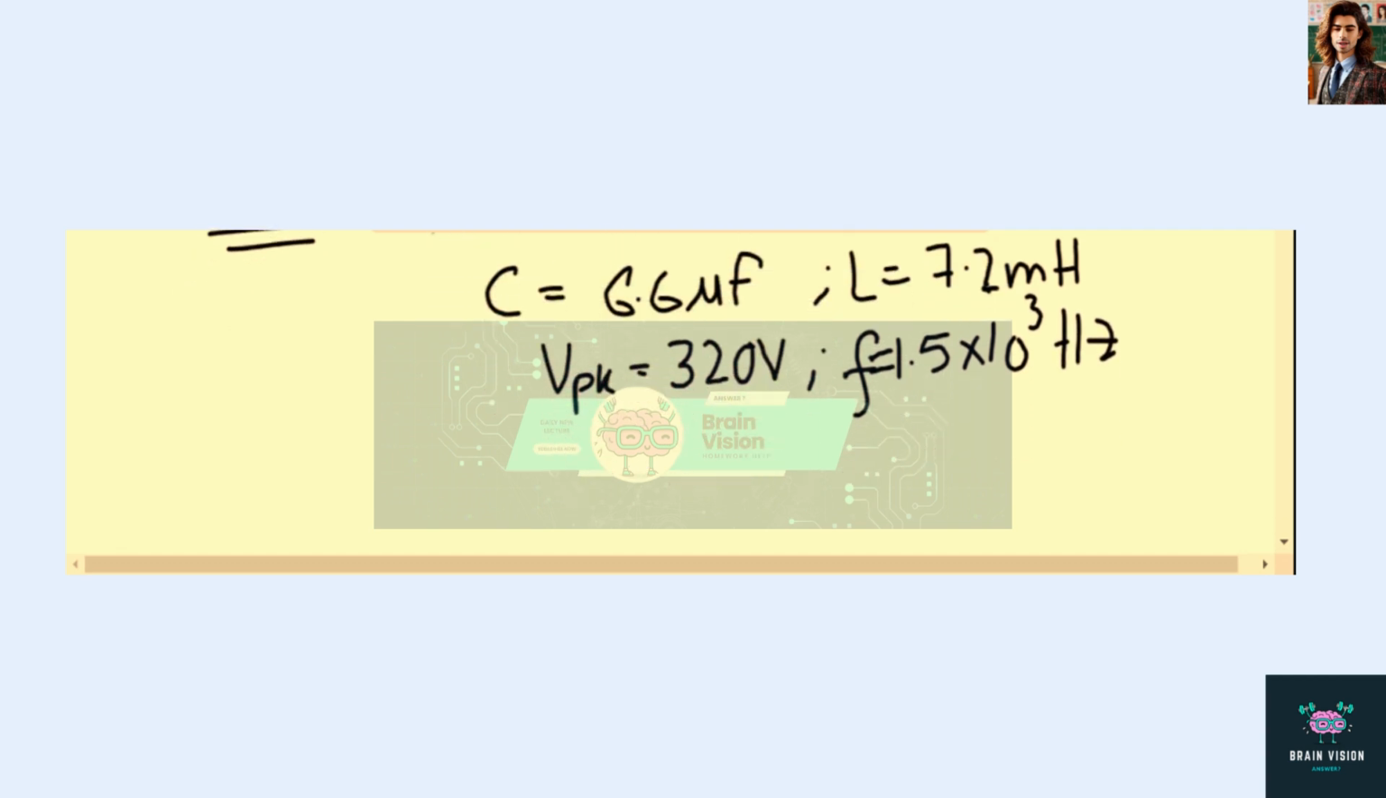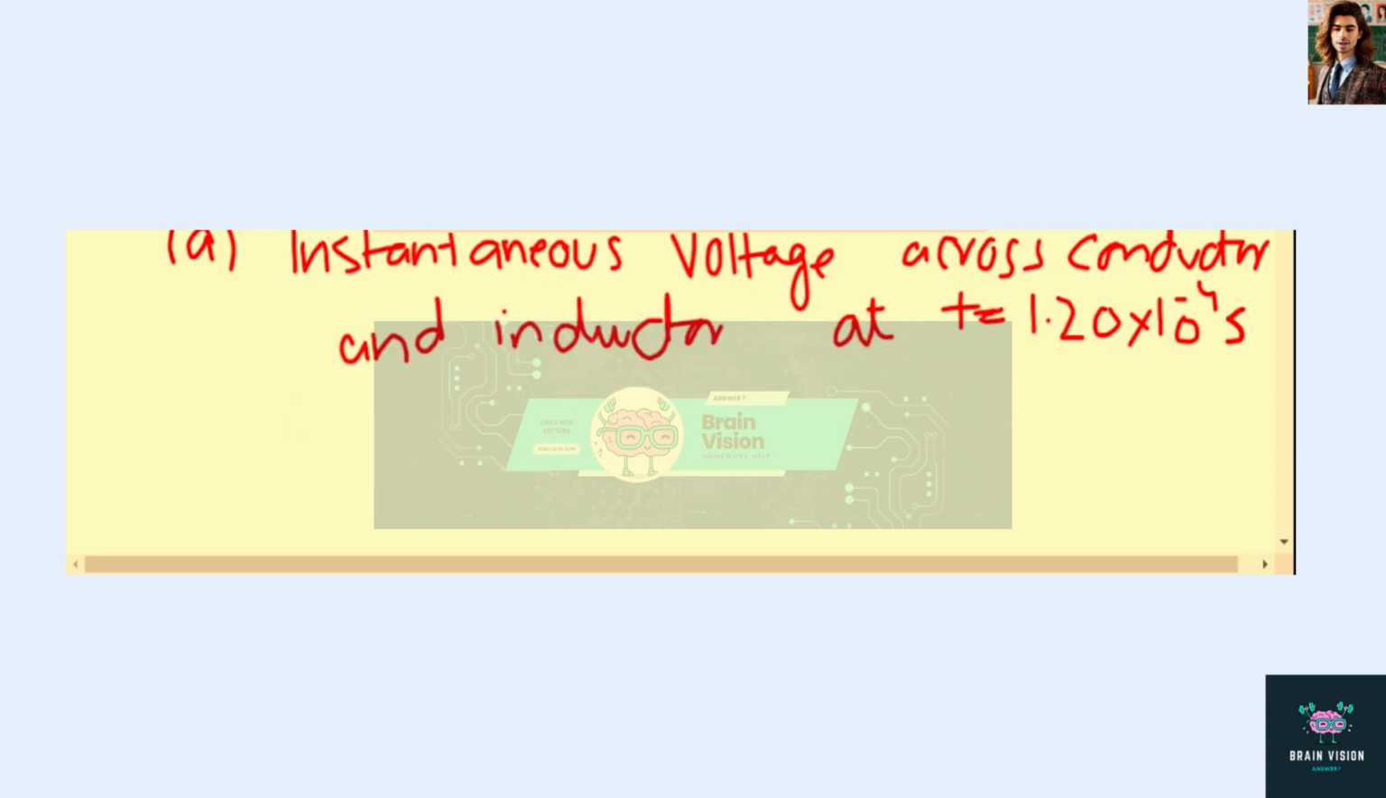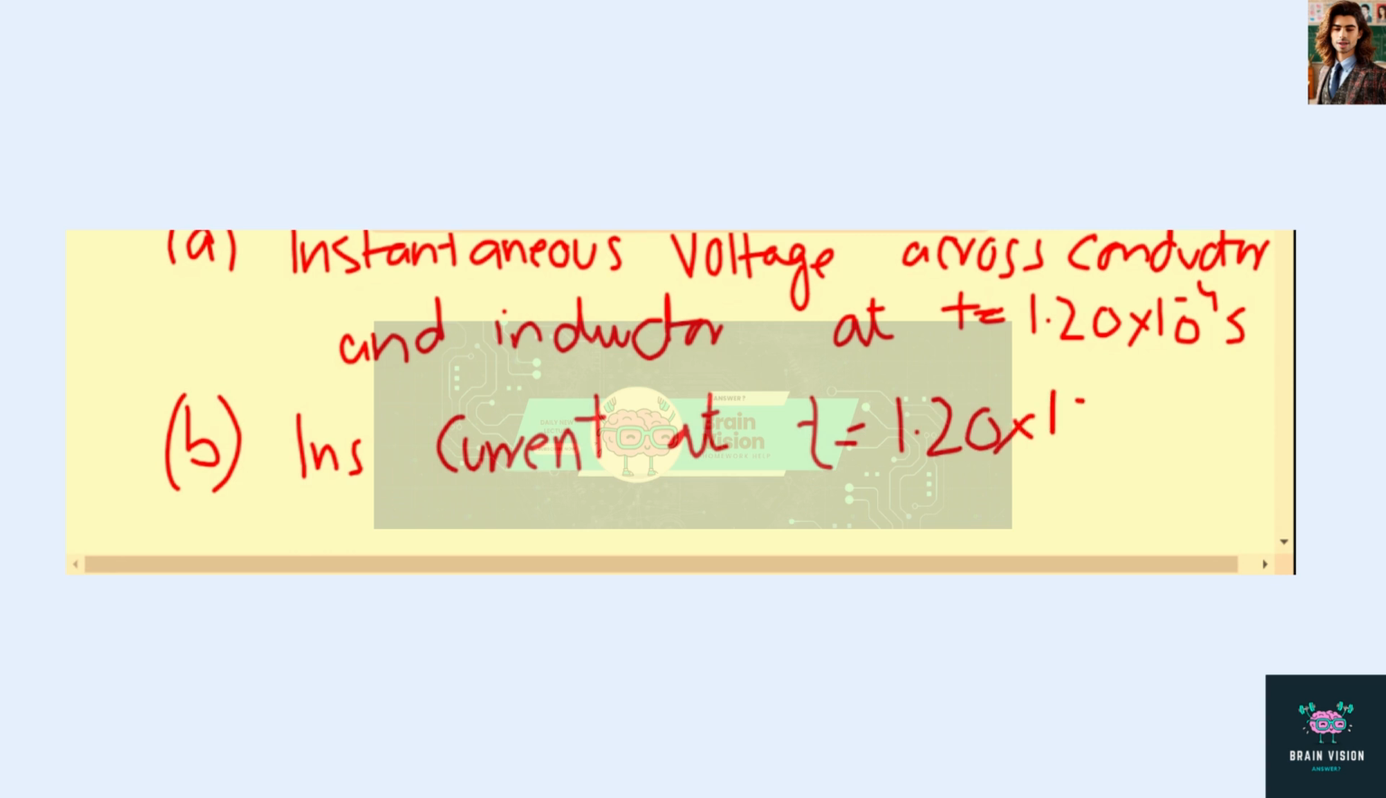Now we have to find out the instantaneous voltage across capacitor and inductor at t is equal to 1.20 into 10 raised to power minus 4 second. The next thing that we need to find out is the instantaneous current at t is equal to 1.20 into 10 raised to power minus 4 second.